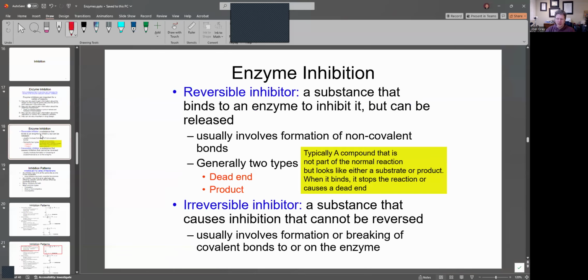Now, when we talk about inhibition and inhibitors, we're typically talking about reversible inhibitors. These are substances that bind to an enzyme, but they can be released. So that binding is temporary: it binds, holds on, releases. Irreversible inhibitors are substances that cause inhibition that cannot be reversed. An example of this would be something like a protease, something that cuts a covalent bond or a peptide bond, and it's toast. That enzyme no longer functions.